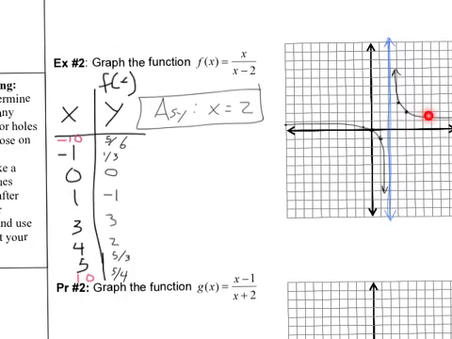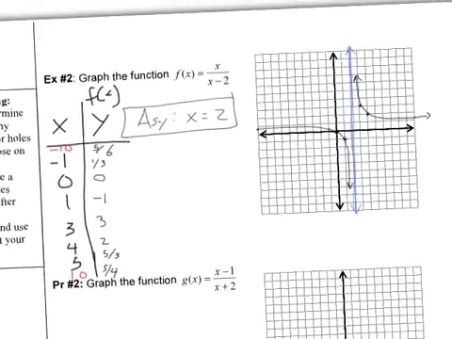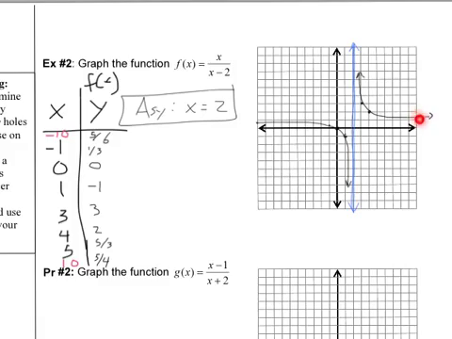And you should also see that this number 5/6 over here is really close to 1. And this number 5/4, which is way over here, is really close to 1 as well. It's a little bit over 1. This one's a little bit under 1. That means that we have a horizontal asymptote right at y equals 1.